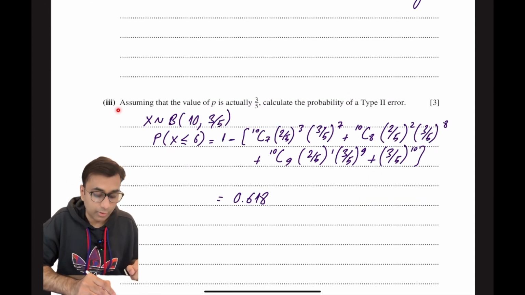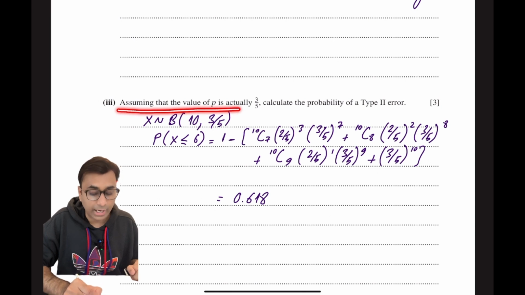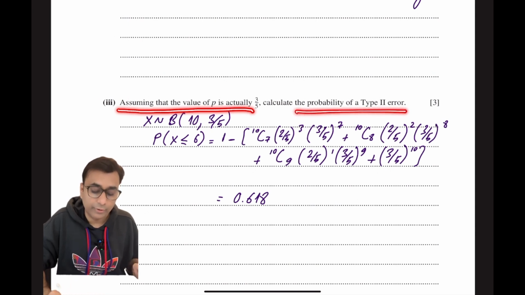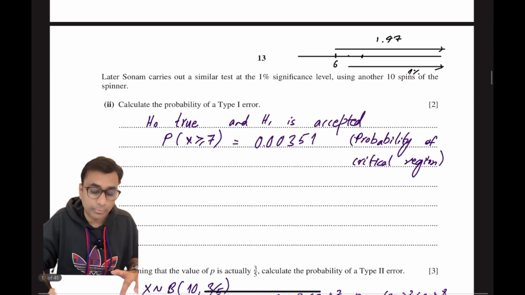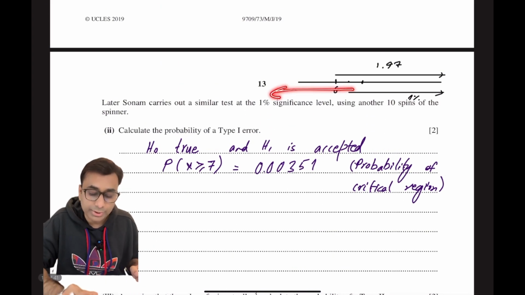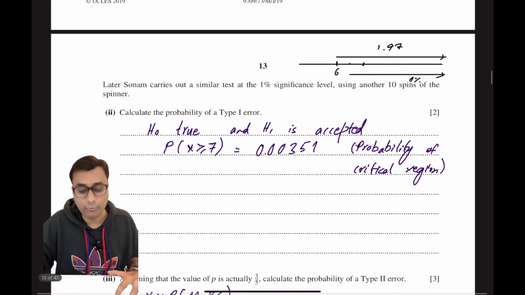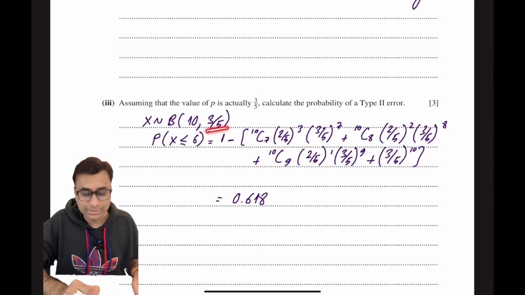It says now assuming that the value of P is actually 3 by 5. So that means probability is not 1 over 4. The H0 is not true, and we have to calculate the probability of type 2 error. I did tell you that every time you have to find out the probability of non-critical region acceptance, you will be given an alternate probability, just like in this case, it's given as 3 over 5.